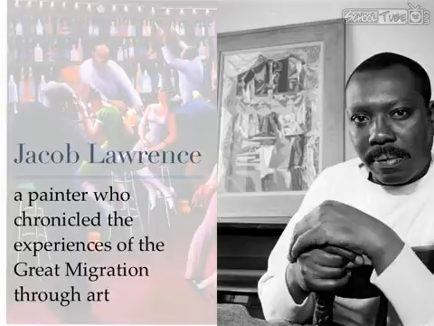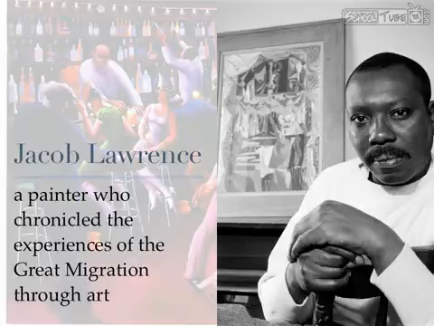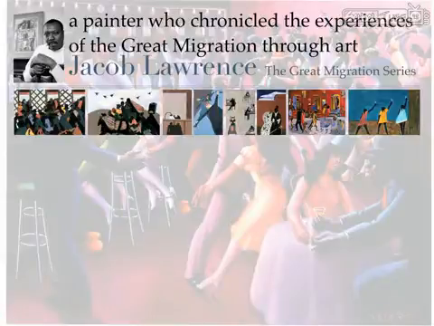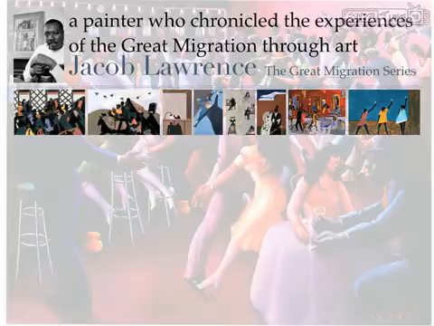Jacob Lawrence is our other painter. This one is part of the Harlem Renaissance, a painter who chronicled the experiences of the Great Migration through art. So the Great Migration is a period of time when African Americans are leaving the South because of Jim Crow, because of segregation, but they're also just leaving because the South isn't industrialized. They were heavily traumatized by the Civil War, so there's not many jobs down there, and that's why they're going up north to more segregation, more racism, but there are more jobs.